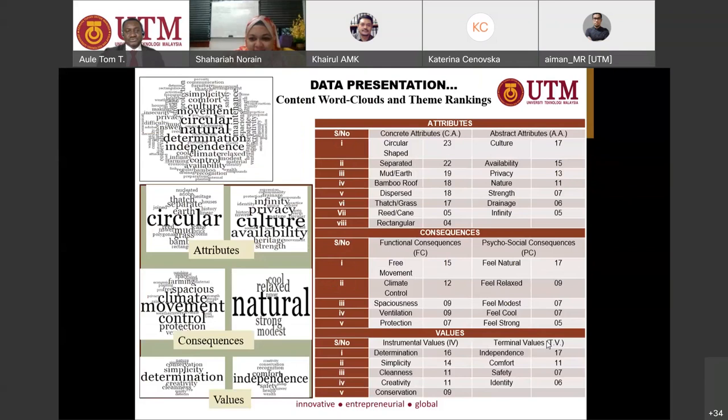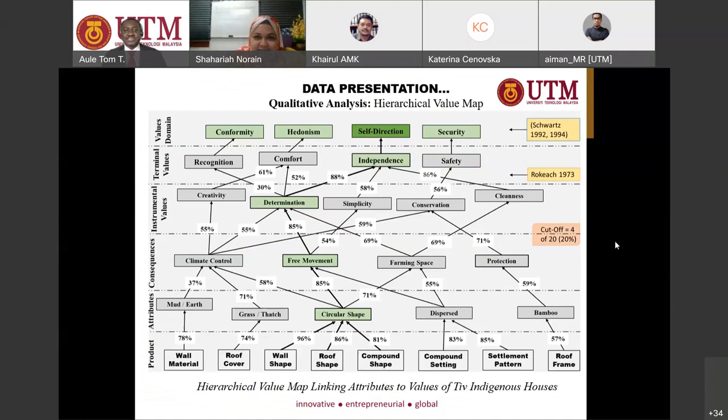In the qualitative aspects, first of all, the themes were formed using word clouds and NVivo 12, and they were also ranked using the number of links. The traditional presentation of data in means-end chain is what we call the hierarchical value map, representing the links of each of the housing attributes. The links coming to the top are what they call the value domain by Schwartz, and then the two values of instrumental and terminal value by Rokeach. In the past, means-end chain normally stopped at the Rokeach values, but in the 90s Schwartz developed what they call the universal values.